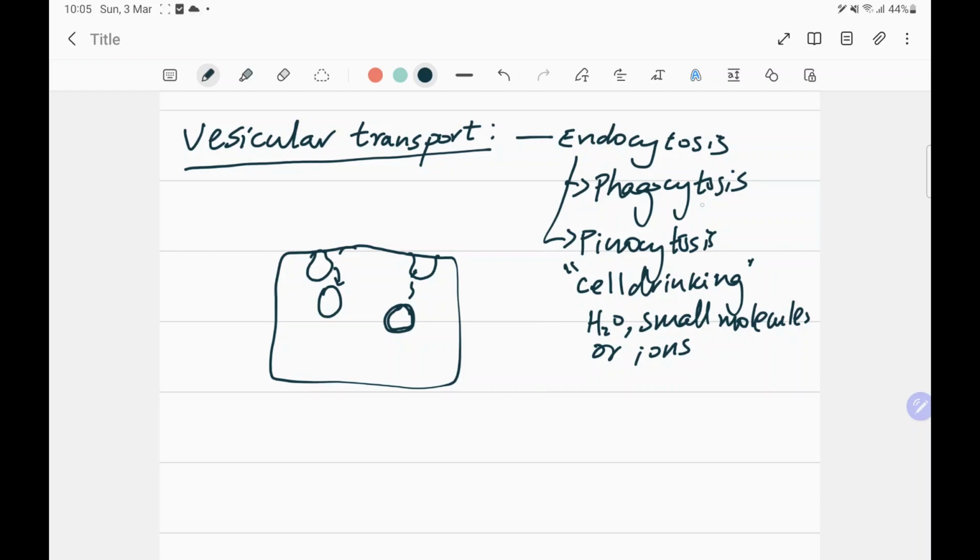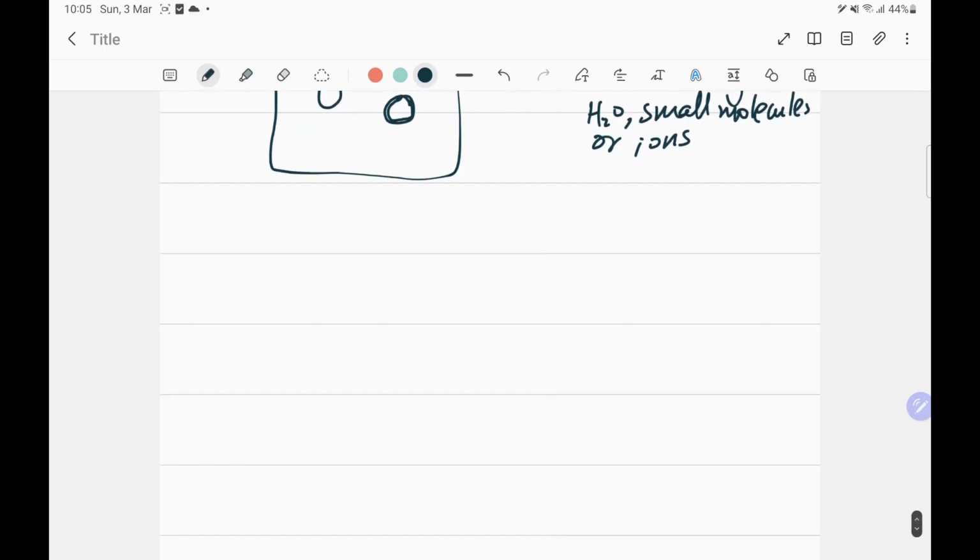Phagocytosis is cell eating. So what happens is you see a big chunk of molecule, maybe a piece of bacteria or an antigen that is coated by antibodies that gets swallowed by the white cell, usually, as an example. So this is your phagocytosis. I'll just talk to you a little bit more about phagocytosis. Like I said, the best example is a neutrophil or a macrophage.